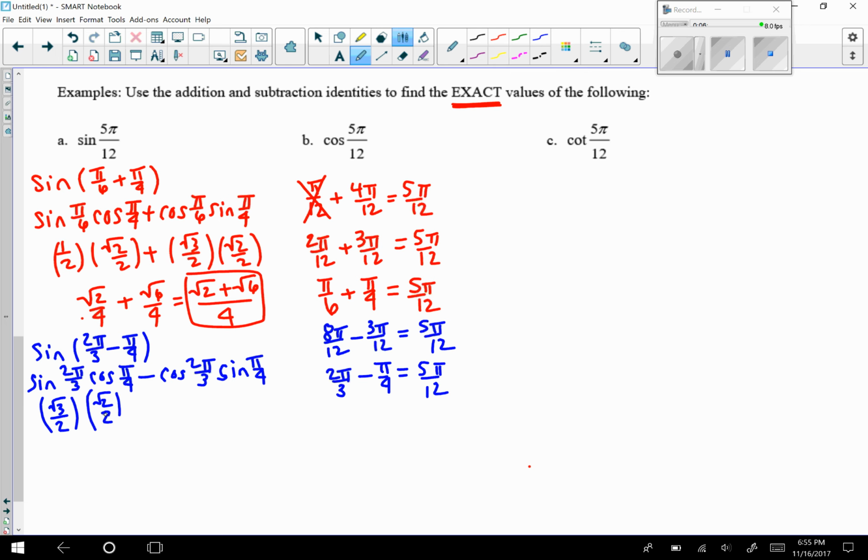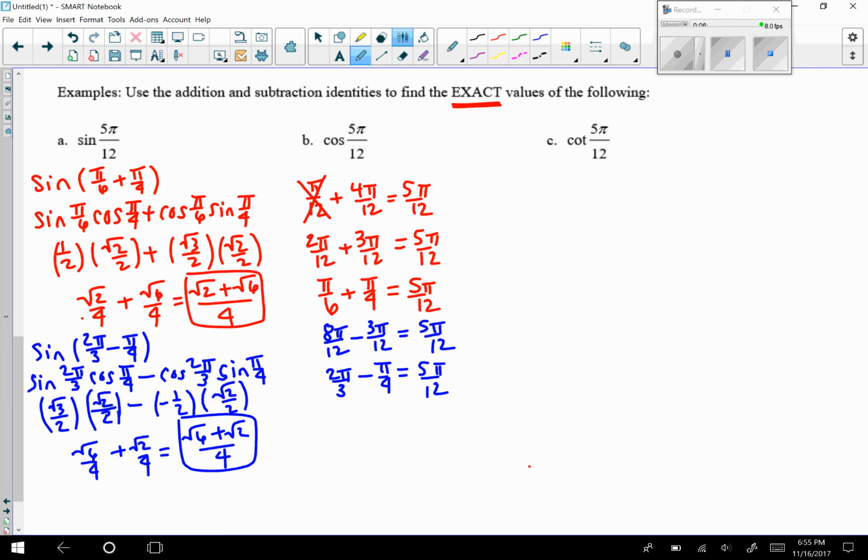Then we're looking at subtracting that from the cosine of 2 pi over 3, which is negative 1/2, and the sine of pi over 4 is root 2 over 2. So multiplying straight across, root 6 over 4, negative times negative is positive, root 2 over 4, and notice we end up with the same thing, it's just the root 6 comes first, so root 6 plus root 2 over 4, but it's the same answer.